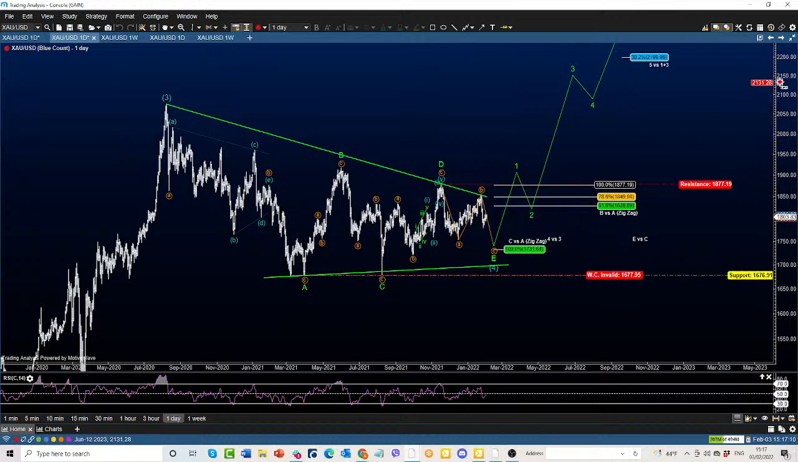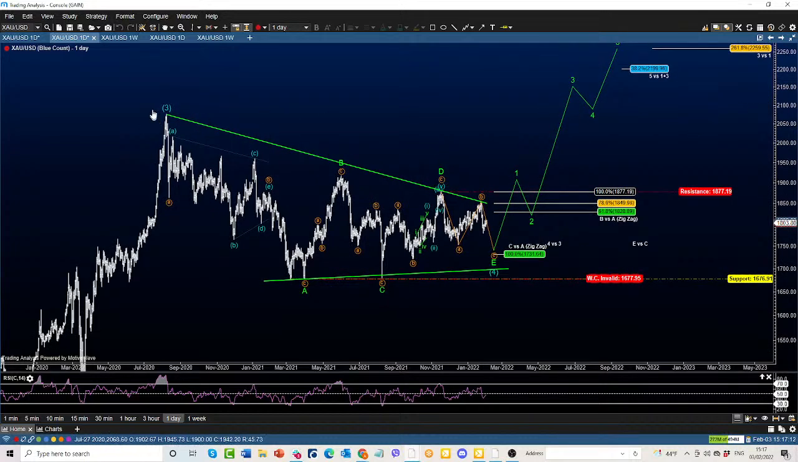the new uptrend in gold might begin, which will definitely challenge and most likely even overpass these latest highs, which we have seen in September 2020, and actually go above 2075.2 on the price of gold.